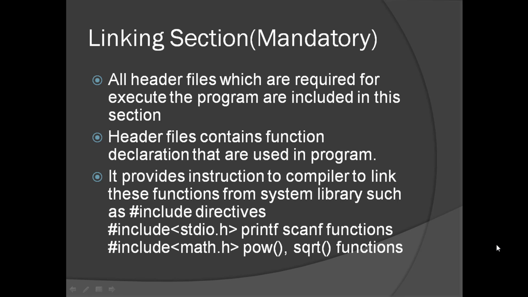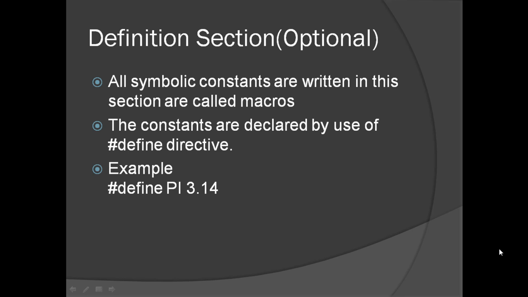One such other file is math.h, in which we have a huge number of math functions. The pow function is helpful for calculating powers, and with the square root function we can calculate square roots of a given number. These function definitions are also written in header files. So in order to make your code work, we need to include these library files using hash include. The next section is the definition section.